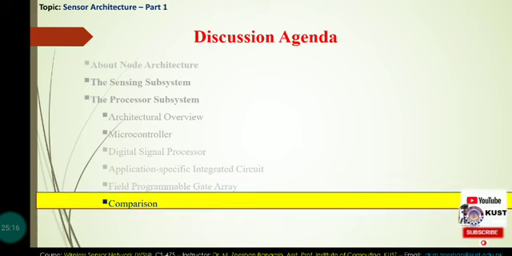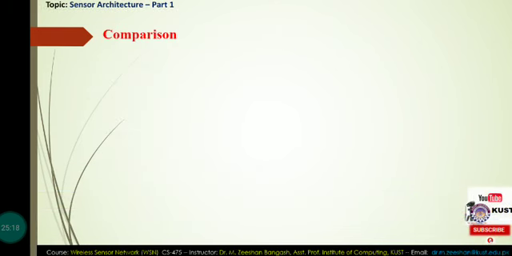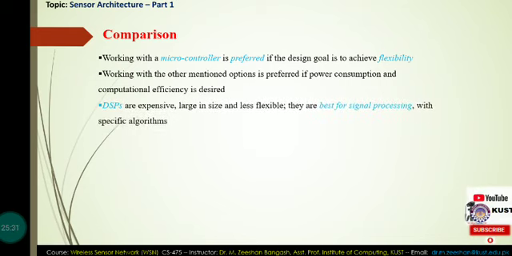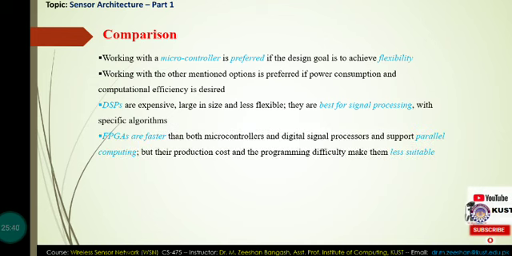And let's talk about some comparison. Working with a microcontroller is preferred if the design goal is to achieve flexibility. Again, working with the other mentioned options is preferred if power consumption and computational efficiency are desired. DSPs again are expensive, large in size, less flexible. They are best for signal processing with specific algorithms. FPGAs are faster than both microcontrollers and DSPs and support parallel computing. However, their production cost and programming difficulty make them less suitable.